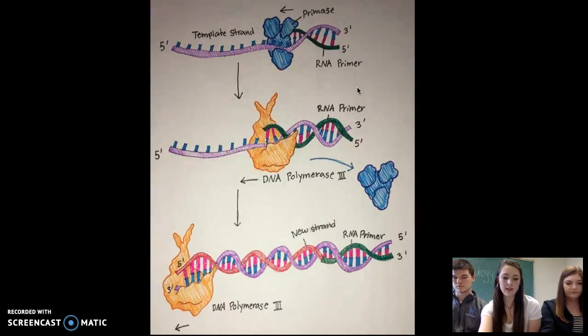So this picture shows how the RNA primase lays down an RNA primer, and then how the DNA polymerase III comes along and lays down a new strand of DNA.